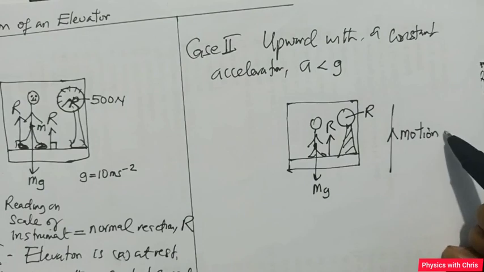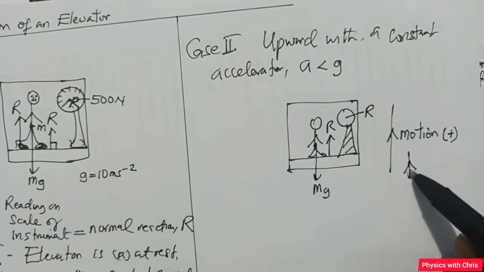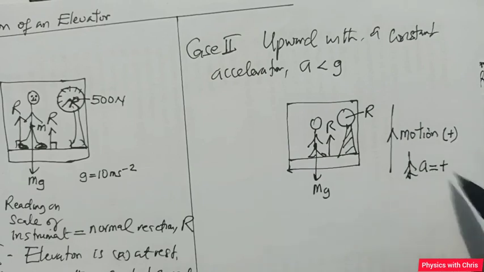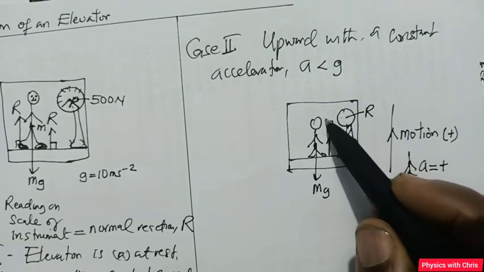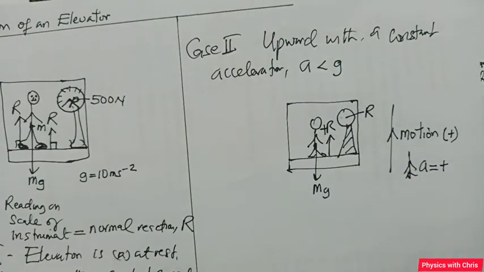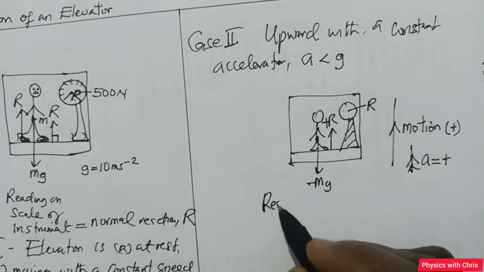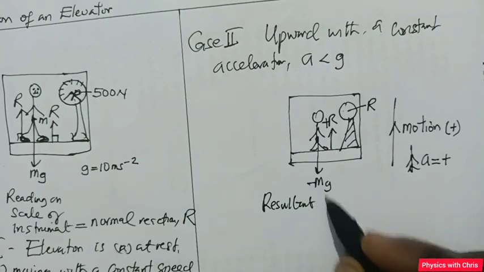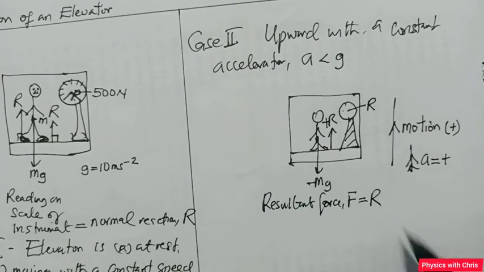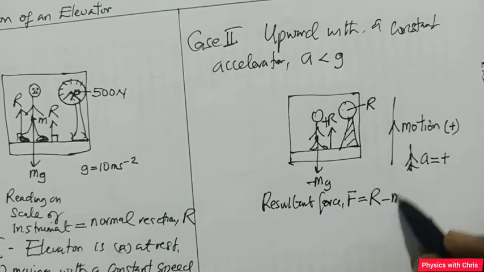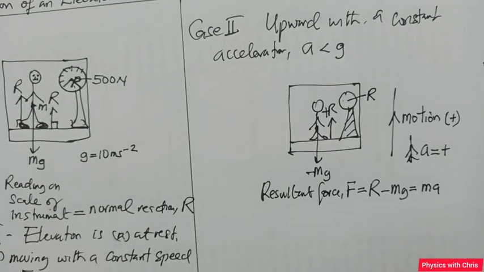Now, I can decide that the motion direction should be positive, meaning that the acceleration of the body, a, is also given a positive sign. The normal reaction, or normal force, which is the reading of the instrument, is also in the upward direction. That gives R, but the weight is negative. So the resultant force on the boy, F, will be equal to the normal force minus the weight of the body. That equals mass times acceleration, from Newton's second law of motion.